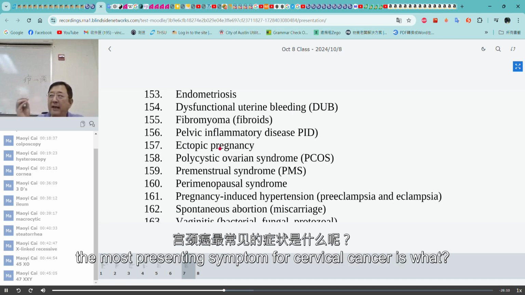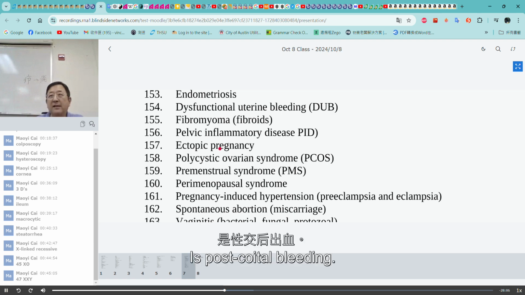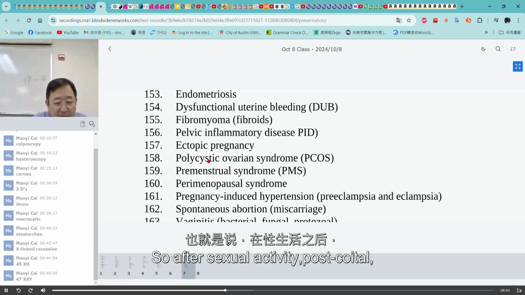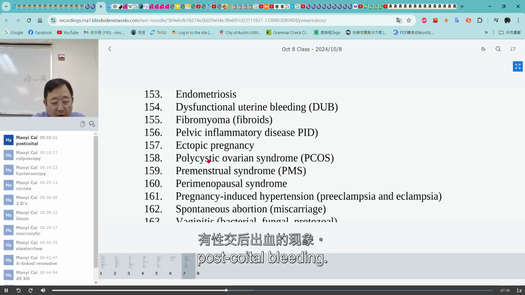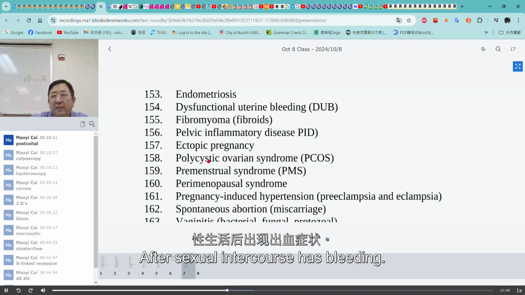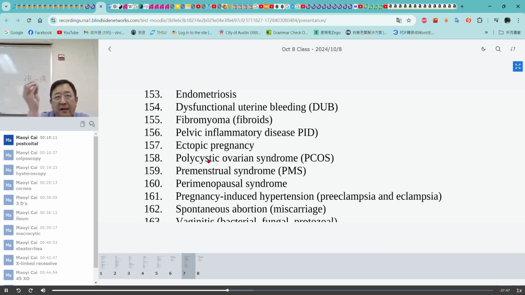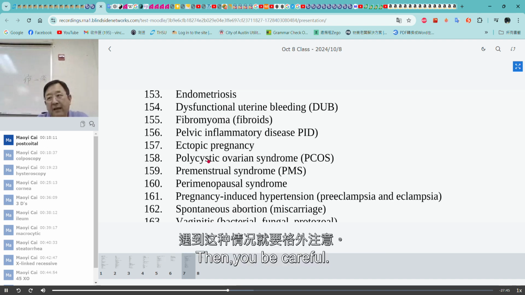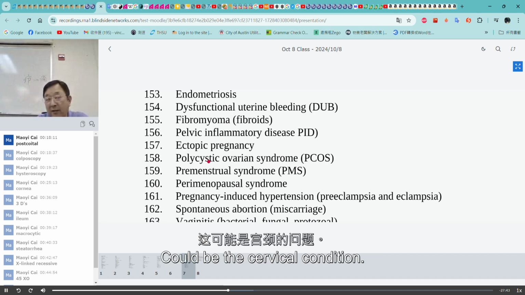And then the most common presenting symptom for cervical cancer is what? Post-coital bleeding. So after sexual intercourse there is bleeding. It's called contact bleeding. Then you should be careful, it could be a cervical condition.